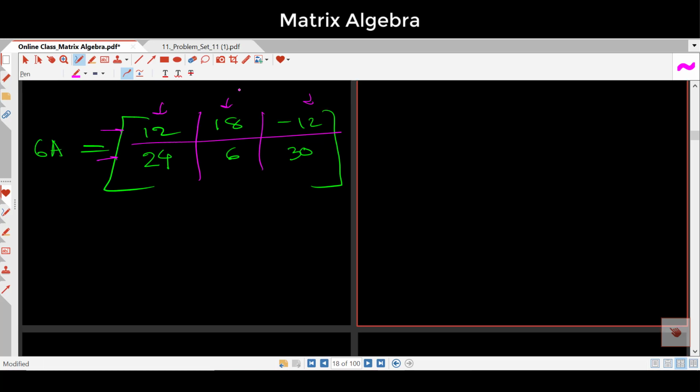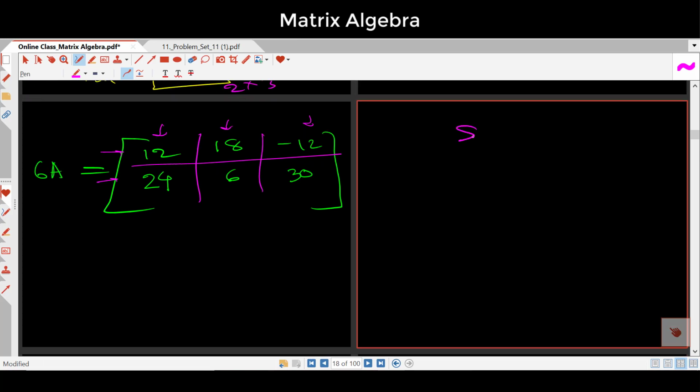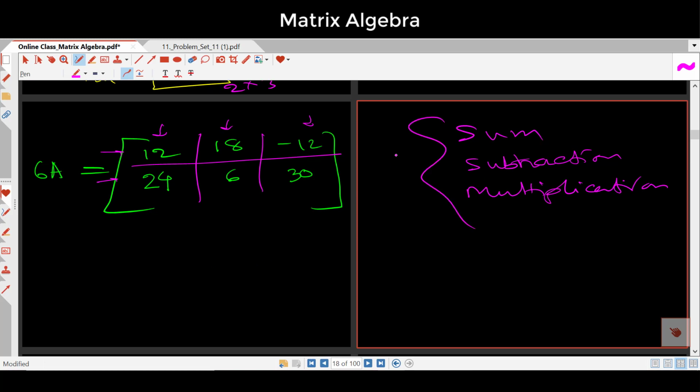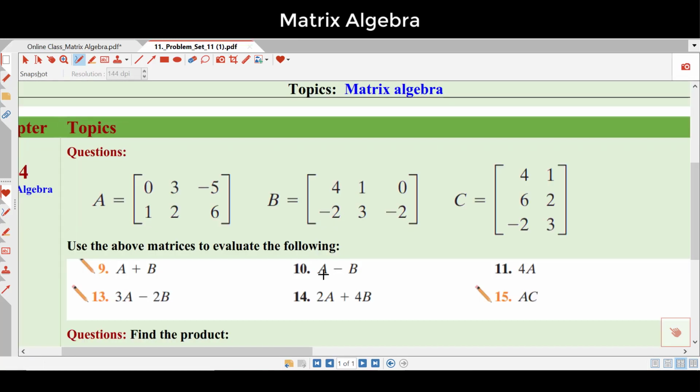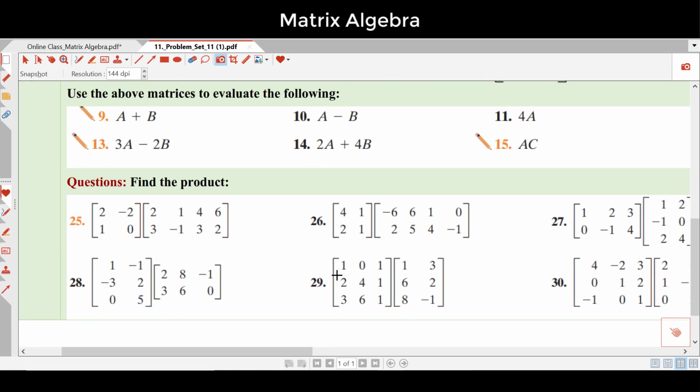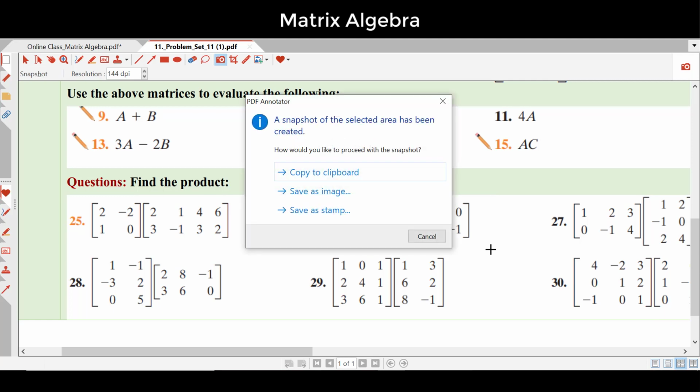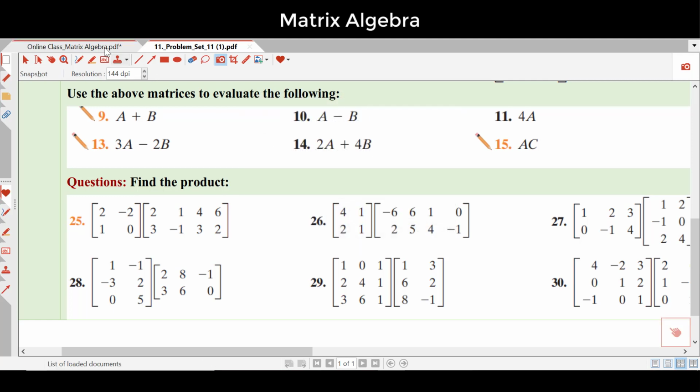So we have learned from here summation, subtraction, multiplication. So these are known as matrix algebra. Now you can practice from here. So let's say we are going to multiply this one. This will be our last problem.